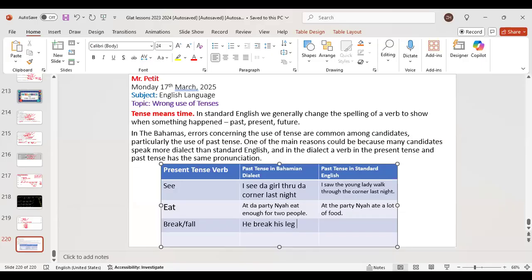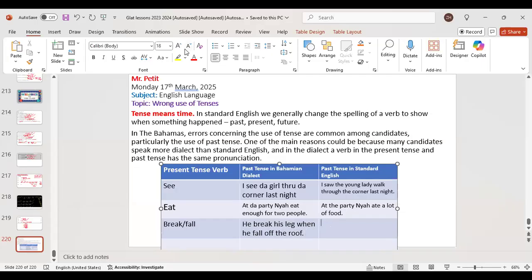He break his leg when he fall off the roof. Okay. So what's the problem? How are we gonna fix it? He only broke his leg. He fall off the roof. He broke. The brake was off.